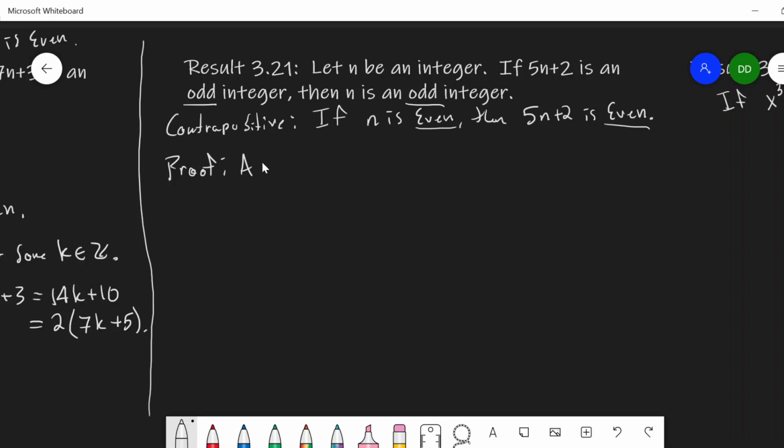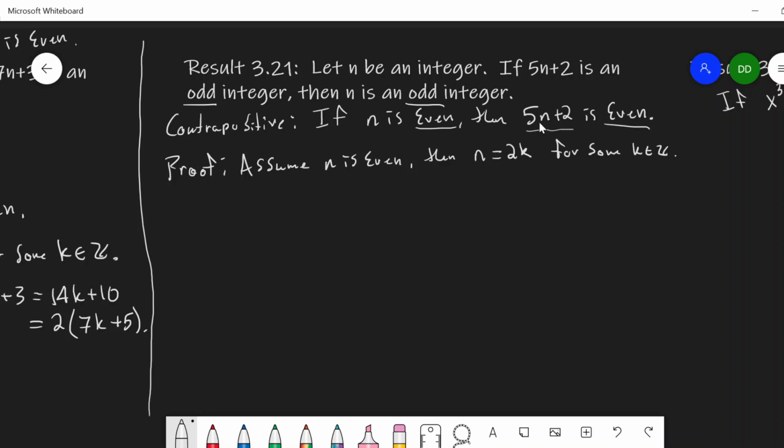I'm going to assume n is even, and then write it. So once we know n is even, then we can write it as n equals 2k for some integer k. And then think about what we want to do with that. It's the same idea as the last one.